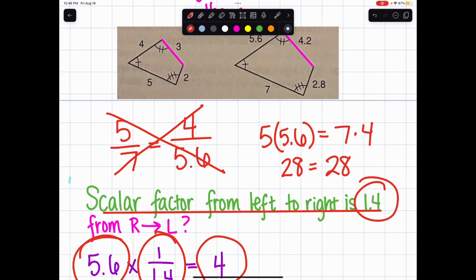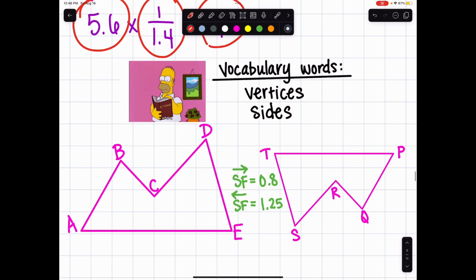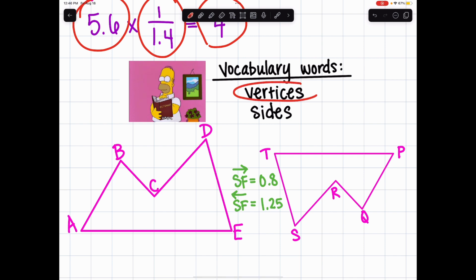So that's how you know that it's proportional if the ratios are equal like that. Okay, let's make sure that you know a couple more vocabulary words. The vocabulary words are vertices. The vertices are the pointy angles right there. So that's a vertex, or vertices for more than one. The sides obviously refer to those sides.